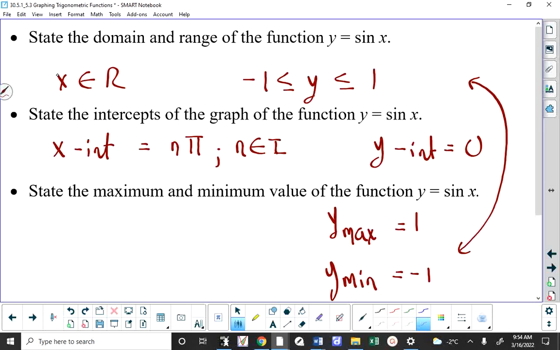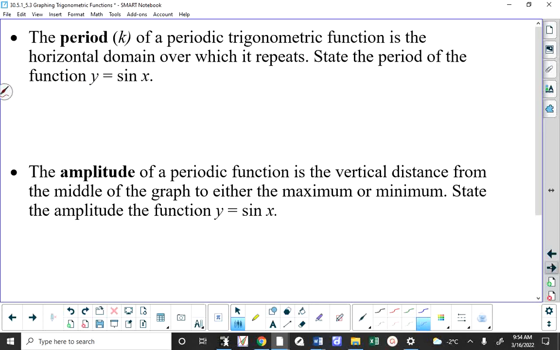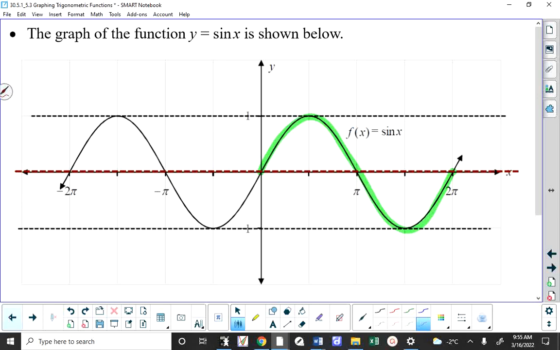These are all features that you need to know. Now, there's something in mathematics called the period, and let's not worry about why we use k. We use k for the period, which is unfortunate because we also use k for a vertical translation. So you've got to get over that. The period is how far horizontally it takes before it repeats. If I go back to my graph, how far horizontally is it for that green section? It's 2 pi. This graph repeats every 2 pi.